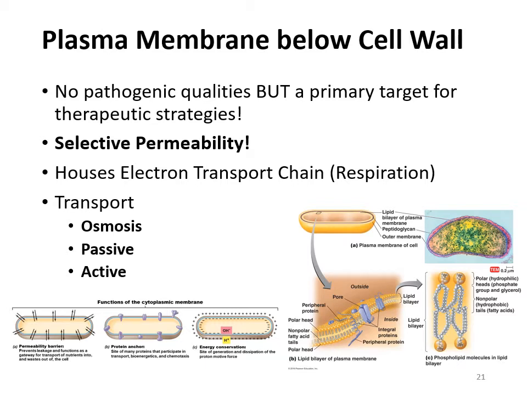What is important about the plasma membrane is that it greatly affects the permeability of cells, meaning it guides what can enter a bacteria and what can exit a bacteria. It also houses the electron transport chain, meaning that it's part of how bacteria can make their ATP, or their energy. The last thing to note here is that the plasma membrane is very important for transport, and you have to know the difference between osmosis versus diffusion, which are passive and active diffusion.